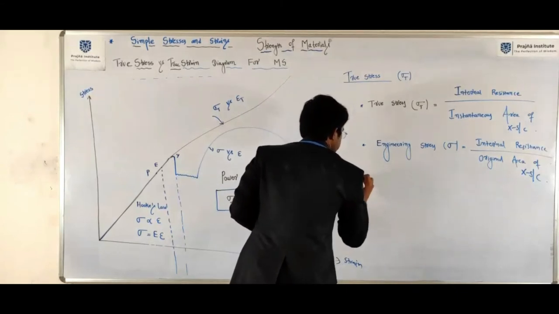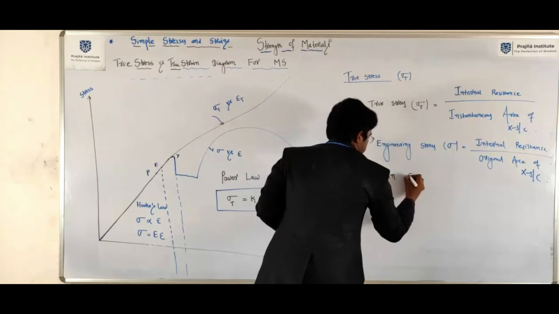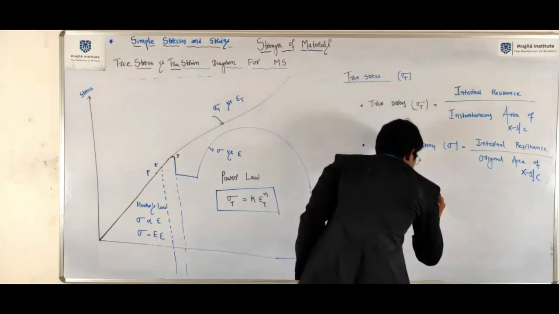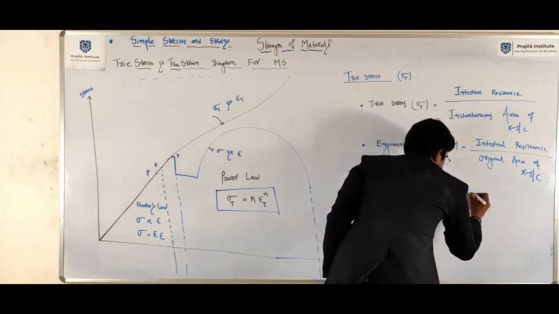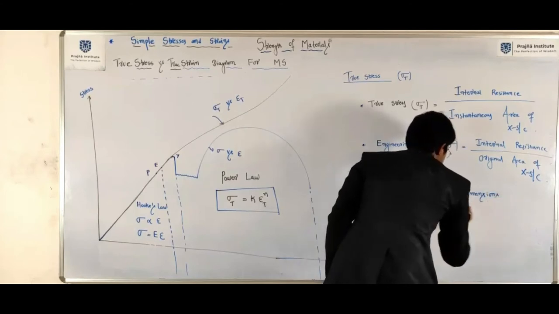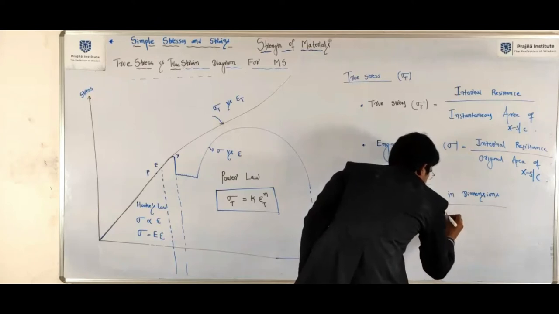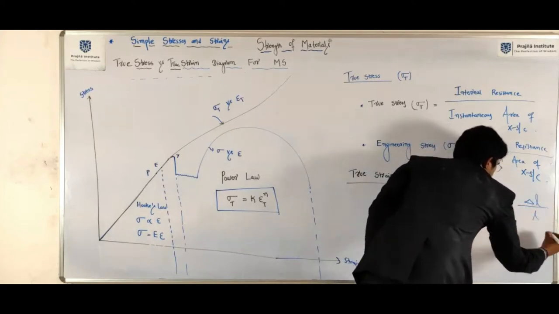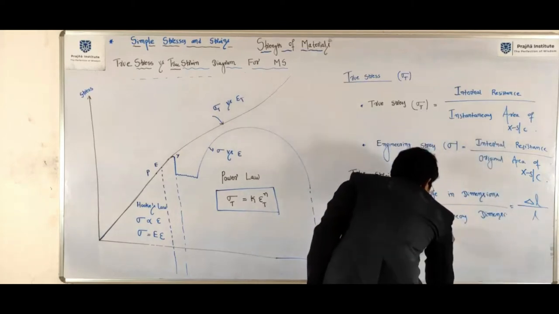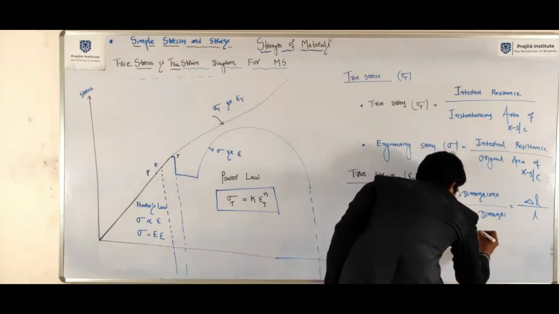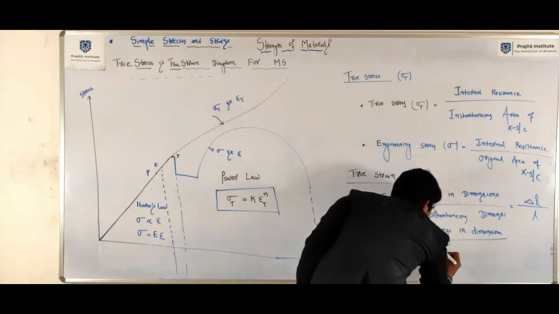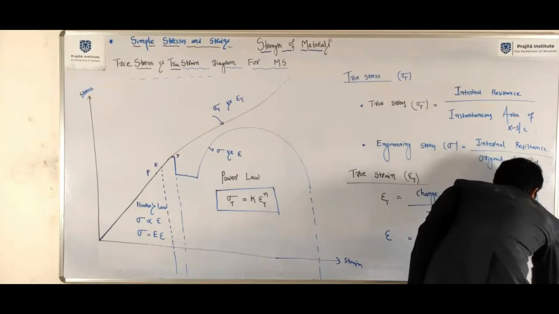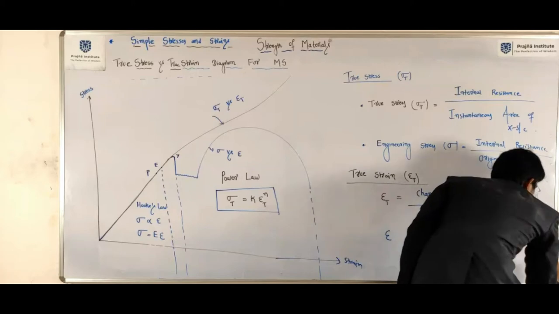Now, true strain. Here, epsilon T equal to change in dimensions by instantaneous dimension. It is nothing but delta L by L. Engineering strain is nothing but change in dimensions by original dimension. Here L final minus L initial by L original.